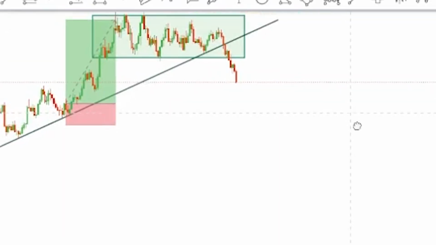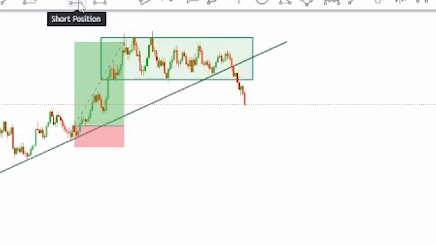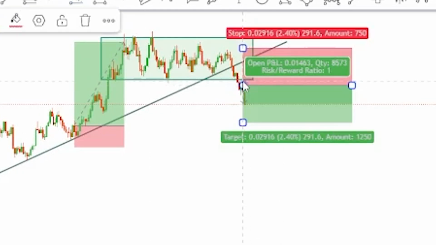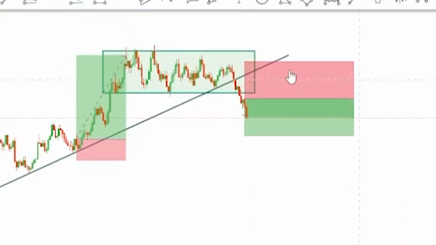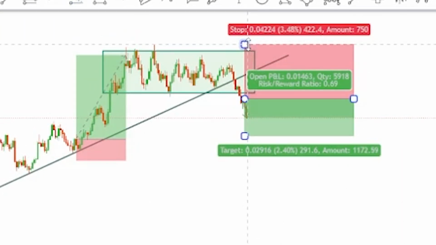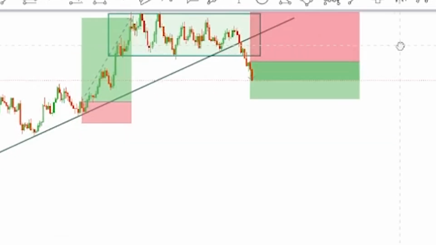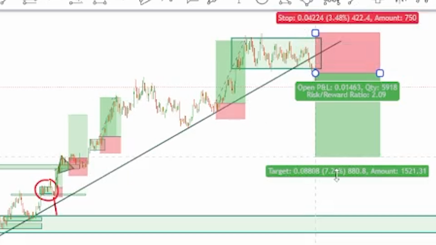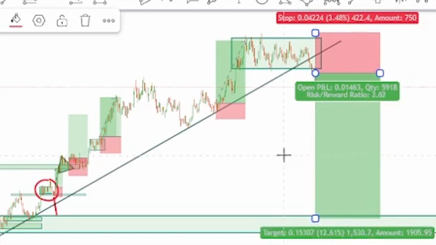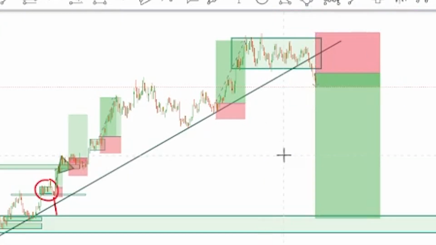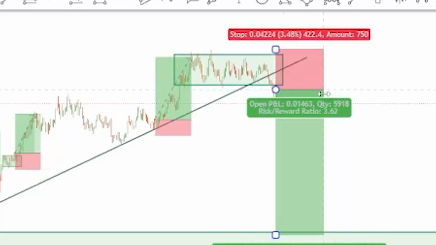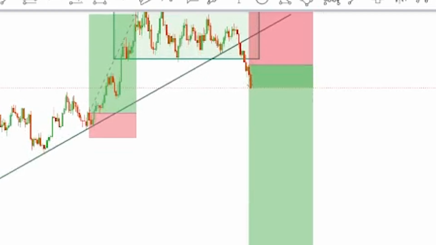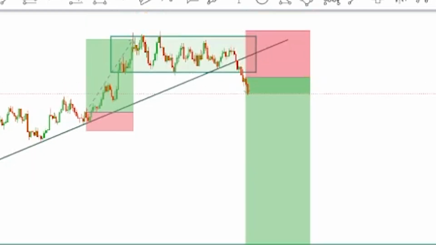Okay, so which means if you take a short or take a sell from this area and your stop loss is above the previous high, by targeting this area, remember, as we are moving down, we need to see some of the chart patterns which are showing that the trend is going to continue to the downside. Okay, let's now see what is going to happen.